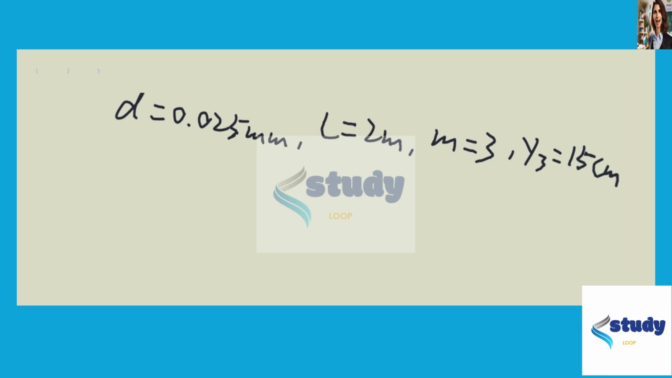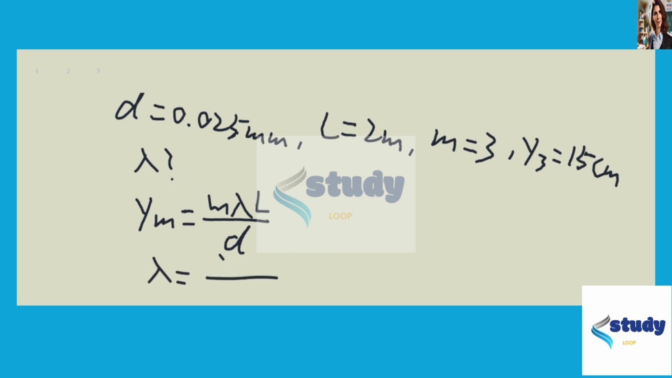So we can actually figure out lambda. Since y_m equals m lambda L divided by d, lambda is equal to y_3 times d divided by mL, which is 3L. y_3 is 15 centimeter, so 15 centimeter is 15 times 10 to the negative 2 meter, since 1 centimeter is 10 to the negative 2 meter.